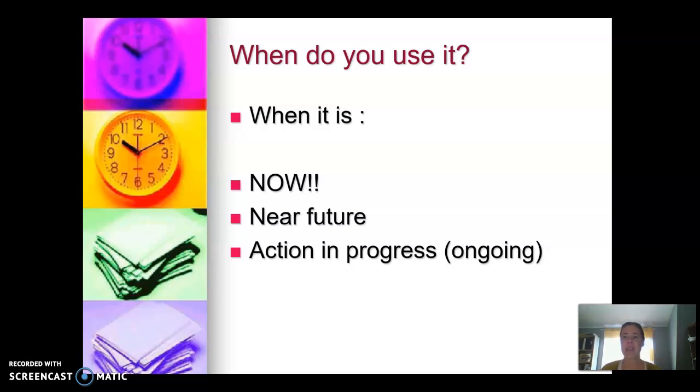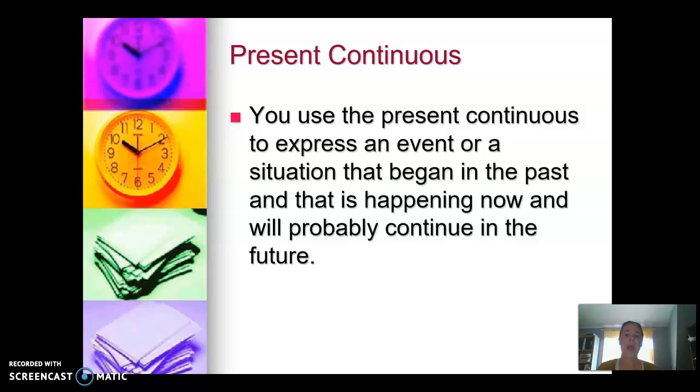If I say, for example, another example, I'm studying to become a doctor, it doesn't mean that at this minute you're in the process of studying, but it means that these days in your life you're studying to become a doctor. Same if you're saying, I'm learning English in England this summer. Well, it doesn't mean that right now, but for this chunk of your life, you're doing this action. So present continuous mostly is used to express an event or a situation that began in the past and that is happening now and will probably continue in the future.